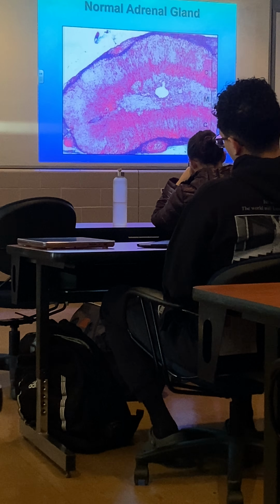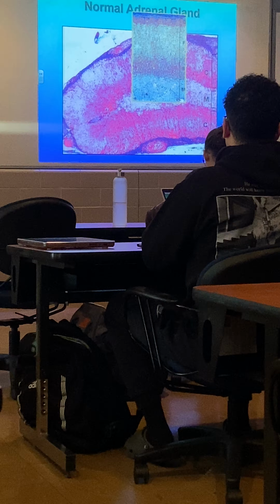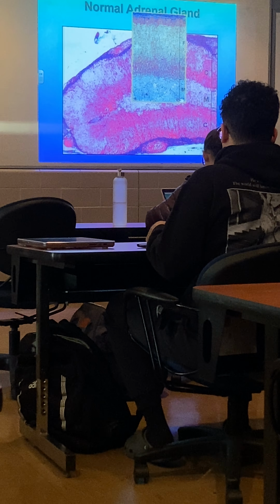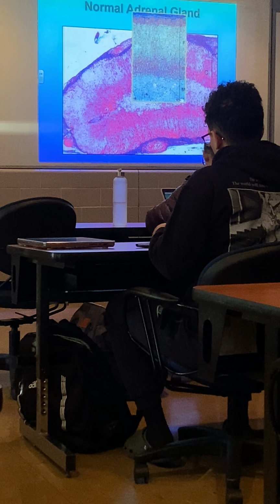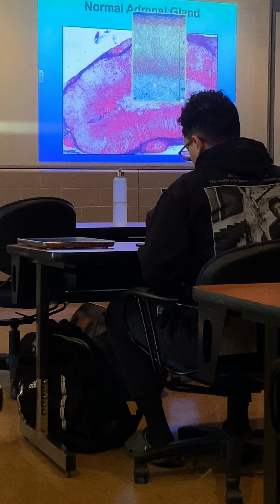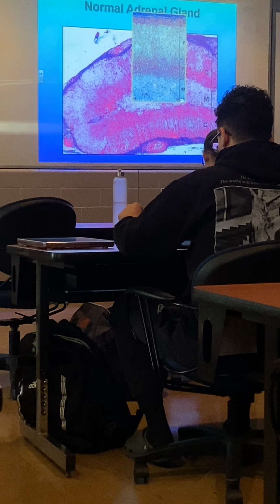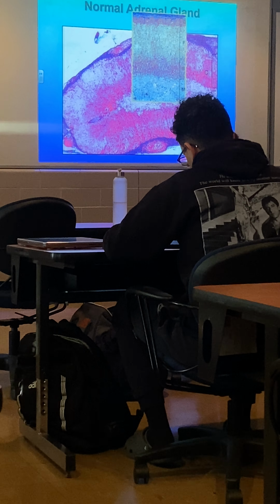Here are the 3 different layers in the cortex. Close-up section through the adrenal gland cortex. There's the cortex right there. And there's the medulla right there. We're interested in the cortex here. There are 3 layers. There's the zona glomerulosa, right there. Zona fasciculata, and there's the zona reticularis. Again, each one of these produces steroids. The zona glomerulosa principally produces aldosterone.